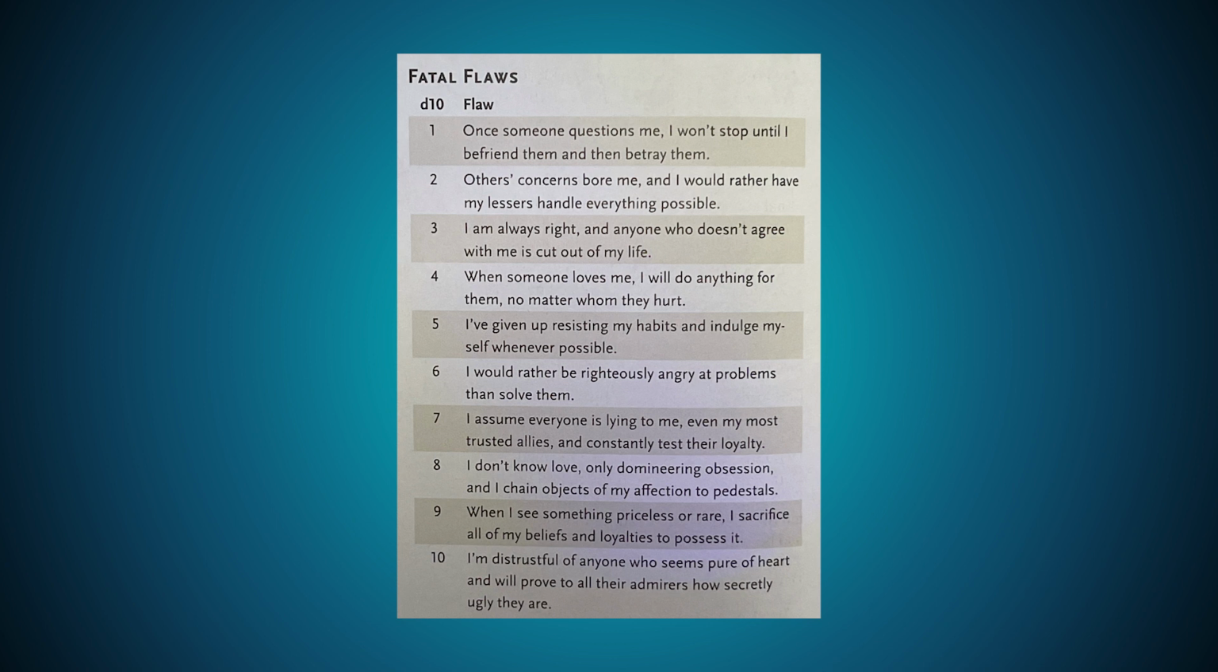I would rather be righteously angry at problems than solve them. I assume everyone is lying to me, even my most trusted allies, and I constantly test their loyalty. I don't know love, only domineering obsession, and I chain objects of my affection to pedestals. When I see something priceless or rare, I sacrifice all of my beliefs and loyalties to possess it. I'm distrustful of anyone who seems pure of heart and will prove to all their admirers how secretly ugly they are. Yeah, so there's a term, a villain you love to hate, and this is what we're setting up here.